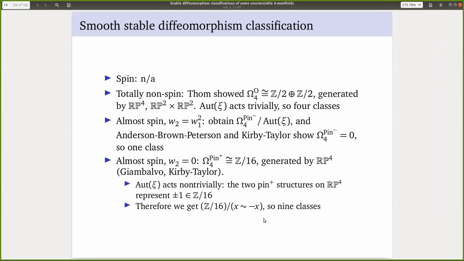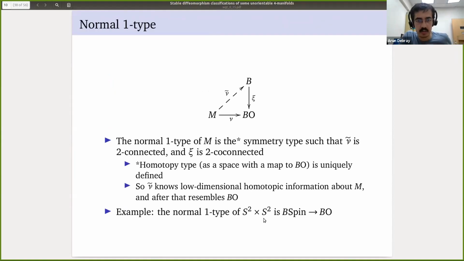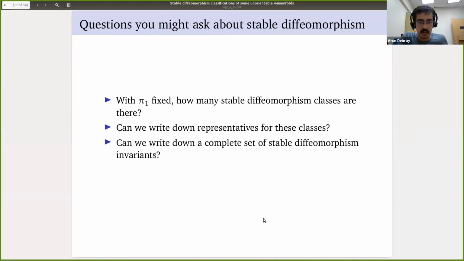I have a quick question. Okay. Can you hear me? Yes. Can you say something, for a total beginner like me, about why S2 cross S2 is in the definition of stable diffeomorphism? Could you have chosen a different simply connected 4-manifold? So you could choose. The notion of stable diffeomorphism, you don't even need simple connectivity.